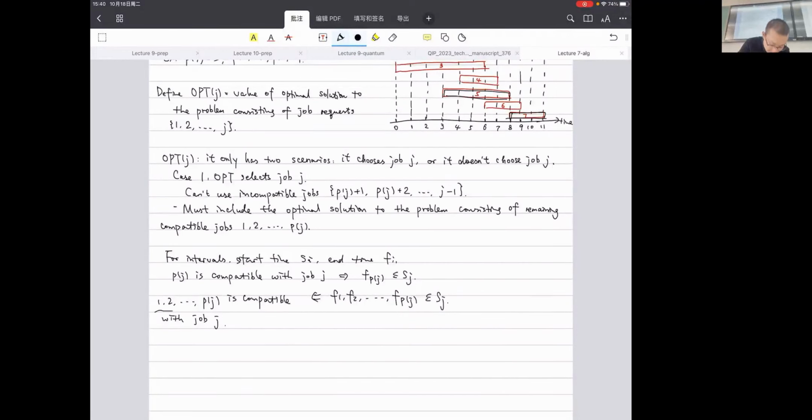But in general, the very cute thing about considering this kind of case discussion is that we know that we definitely cannot pick the intervals pj plus 1, pj plus 2 until j minus 1. But after having picked the job j here, you don't have any further restrictions on the early intervals, until interval 1, interval 2, until the interval pj.